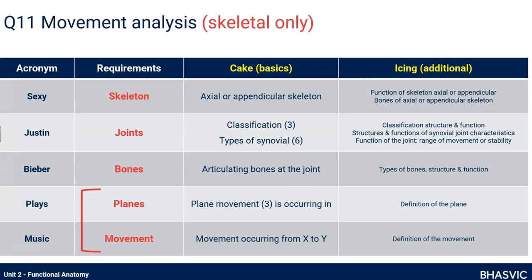This is our Sexy Justin Bieber acronym to provide us with a way of remembering and checking that we include the right information. So remember, I'm encouraging you to, as an absolute minimum, include the factual information about cake. So the basic ingredients of the cake. What part of the skeleton, what classification, what type of synovial joint, what bones make up the joint, what movement's happening in what plane. But I really want you to incorporate a splattering of icing throughout each of your joint analyses, and that might include this information.